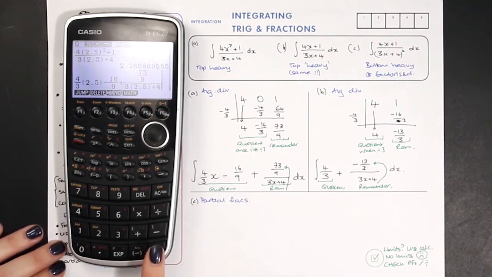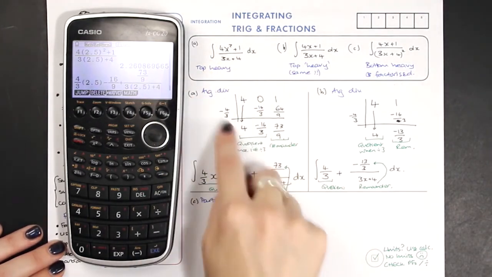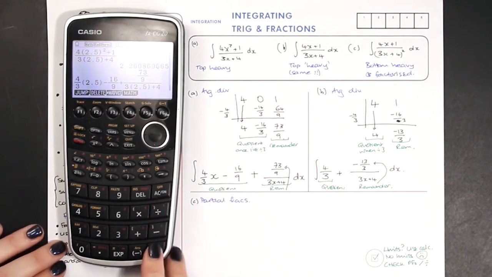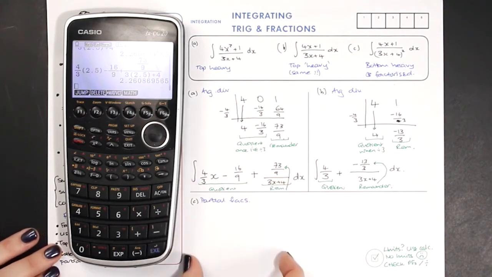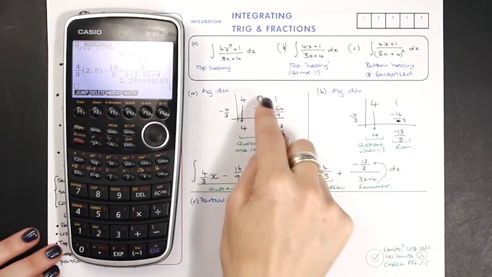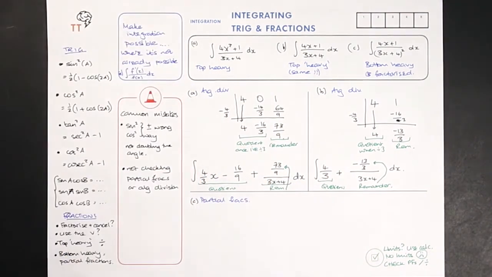Okay, moment of truth. If this expression is the same as this expression, if I did my algebraic division correctly, this will come out to be 2.26086965, and so on. Hooray! So I now know that provided I get my integration right, I'm going to get all the accuracy marks. Whereas if you have made a slip here, then when you integrate, you can integrate correctly, but you're going to lose all the accuracy marks.